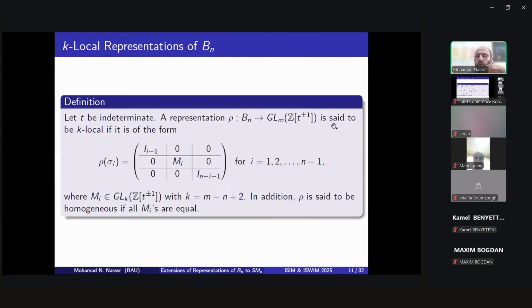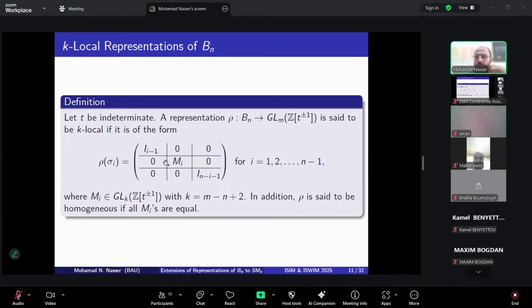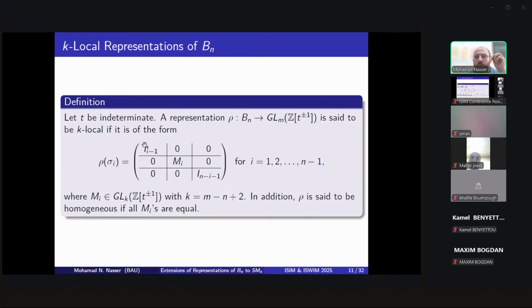Now I'm going to describe the local representation. A representation is said to be local if it has this form. It has identity above, identity below, and here we have a block matrix. When we say it's k-local, this matrix is a block of order k. So it could be 2 by 2, 3 by 3, and so on.